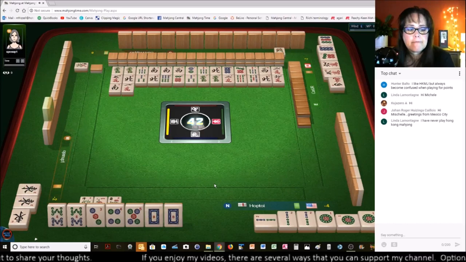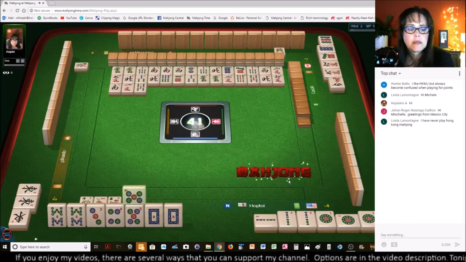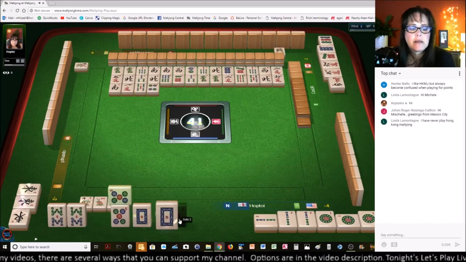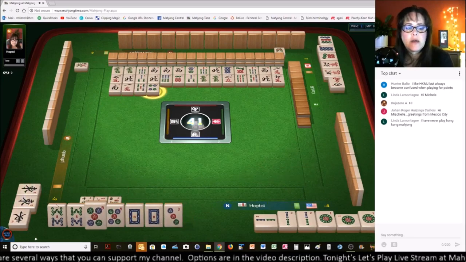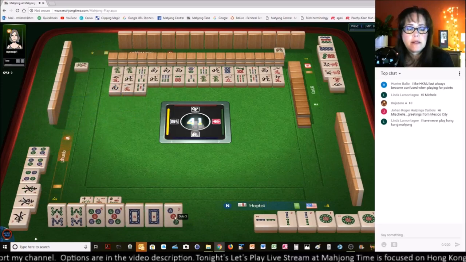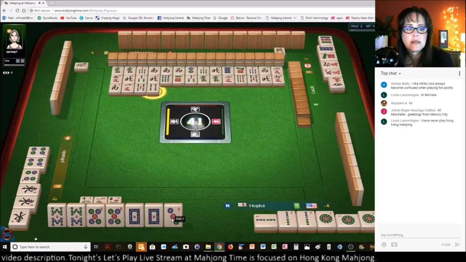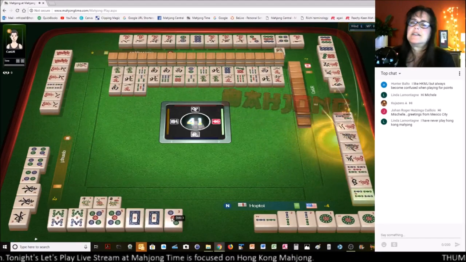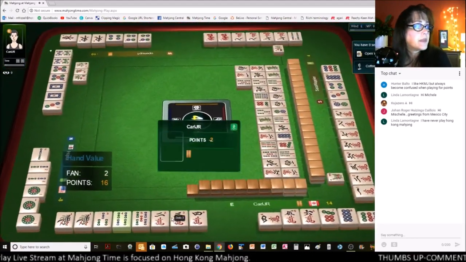One character. Five bamboos. Okay, there's a pair. That's what I was waiting for. So now we just need to pung any of these. Four bamboos. Mahjong. Ah, that was close.